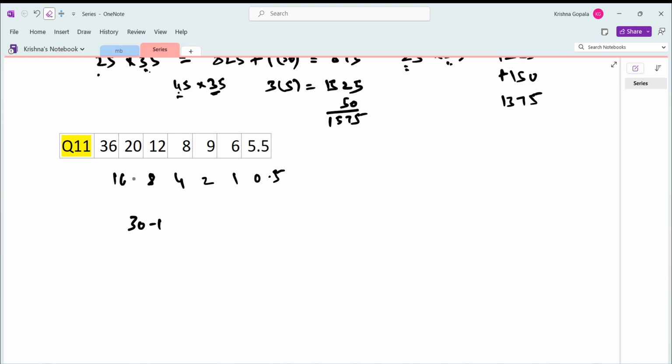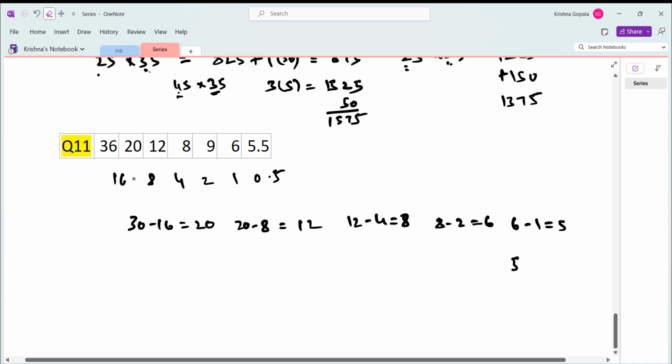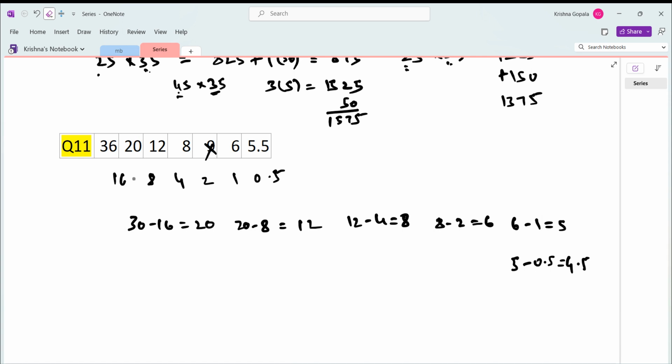30 minus 16 is 20. 20 minus 8 is 12. 12 minus 4 is 8. 8 minus 2 should be 6. 6 minus 1 should be 5. 5 minus 0.5 should be 4.5. Right. Then 8 minus 2, this is wrong. This is not good. Then it should have been 6. Right. Then 6, then 5, then 4.5. So this is wrong. This is the answer.